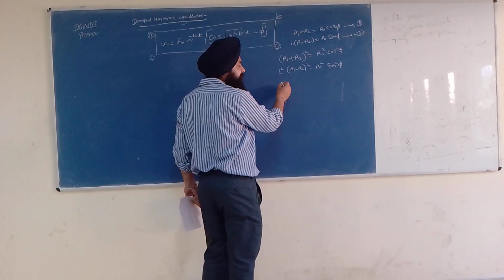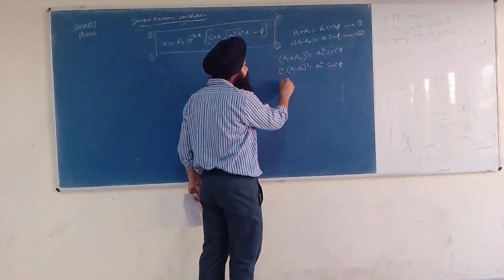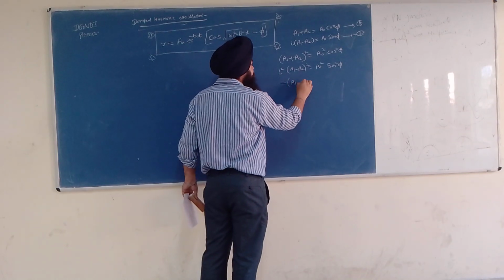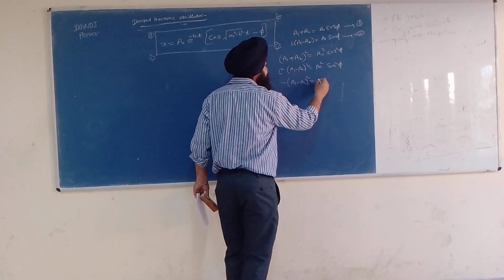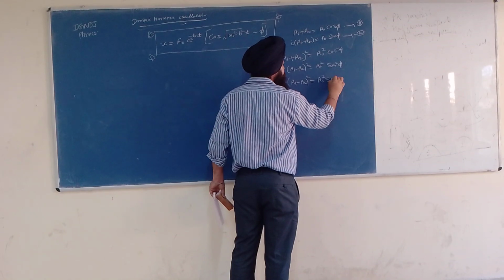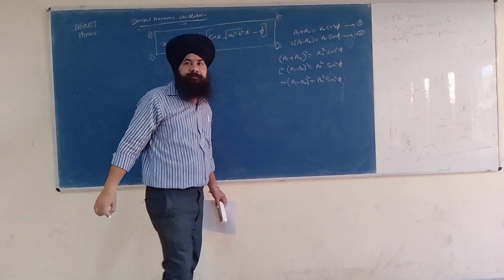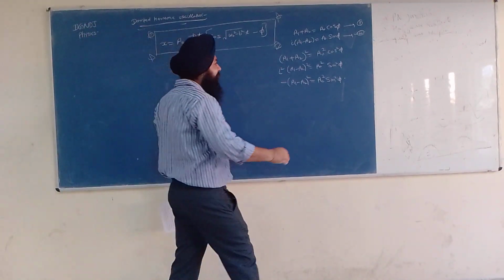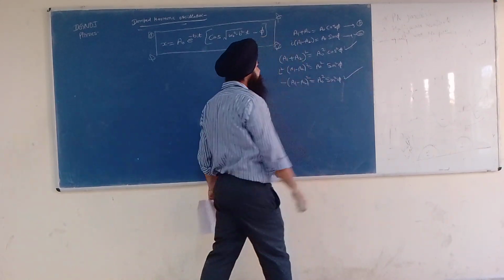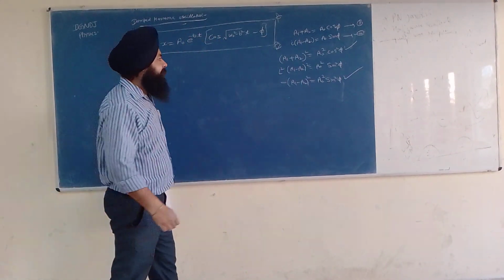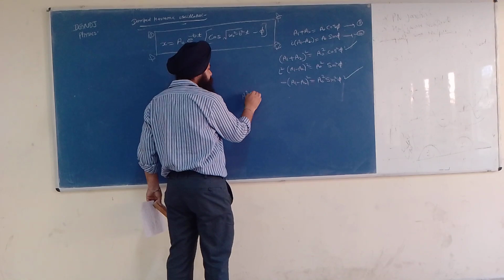This i square becomes minus, minus of (a1 minus a2) square is equal to a0 square sin square phi. Now I will add this equation and this equation. Let us see what I am getting.